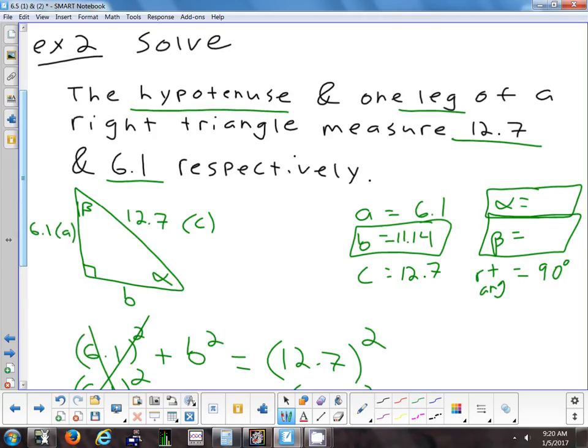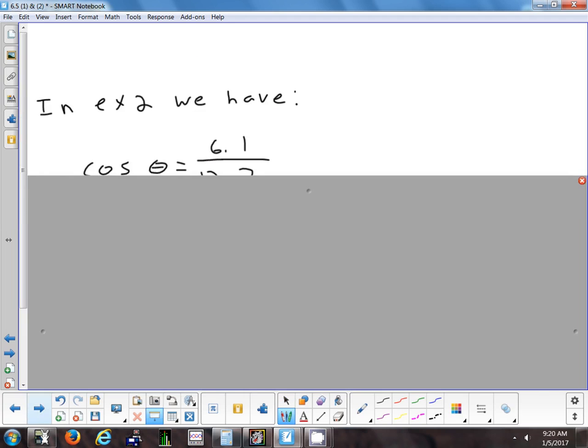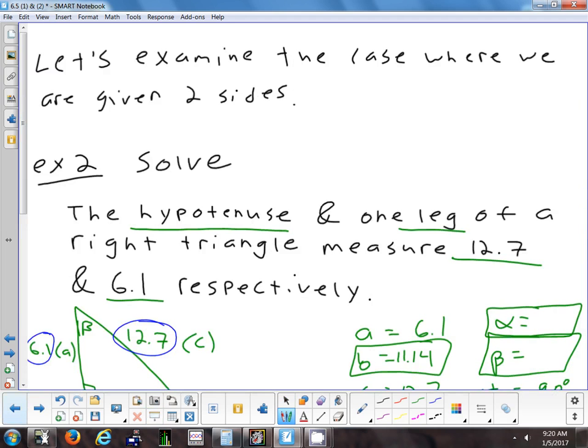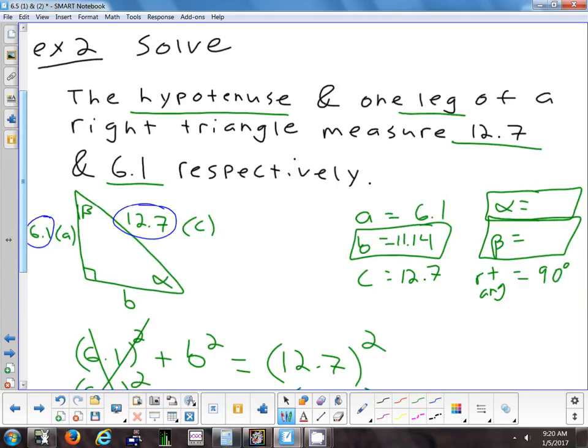Now, am I going to use b to find alpha? Nope. Am I going to use b to find beta? No. I calculated it, and even if it is correct, it's not an exact number. It is rounded. So we're going to stay away from using it, and we're going to use 12.7 and the 6.1. Doesn't matter which angle we start with, but let's do beta first.